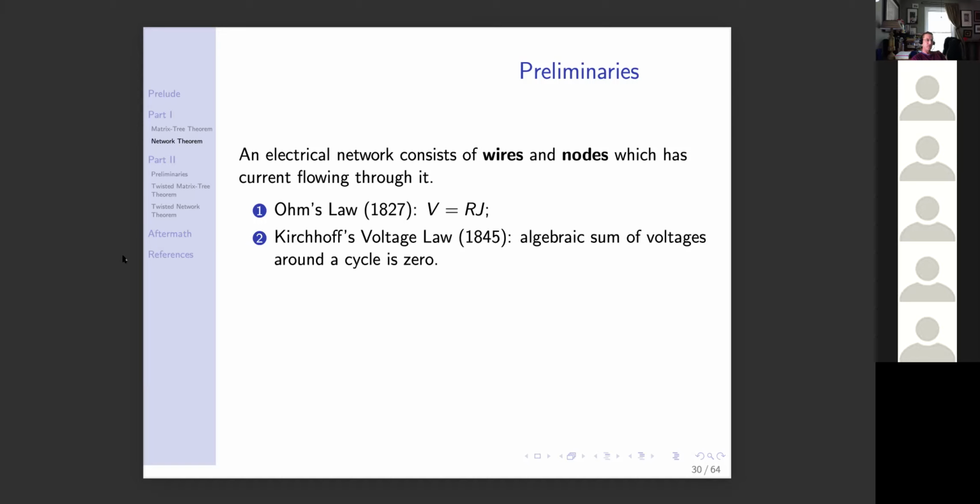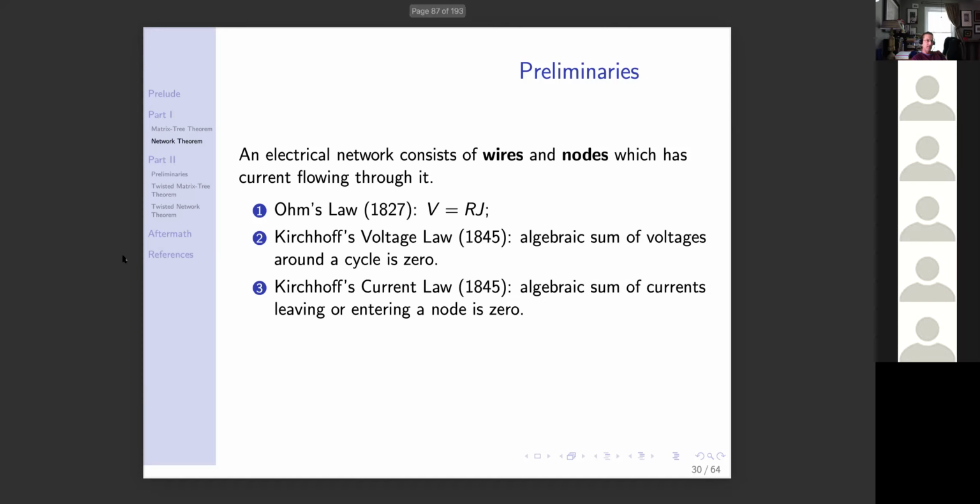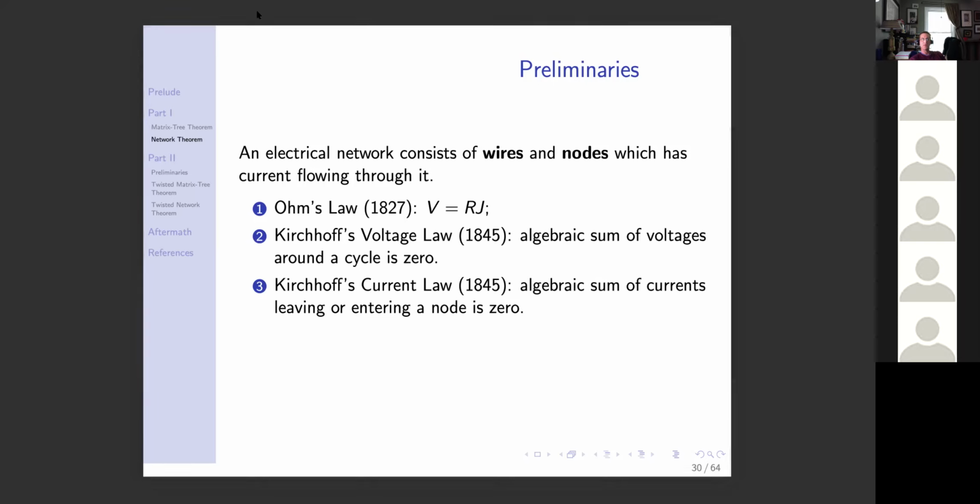Kirchhoff's voltage law, which Kirchhoff introduced in his 1845 paper, is that the algebraic sum of voltages around a cycle in the circuit is zero. You go around a cycle in the circuit. That means you move in a path that returns to itself in the circuit. The algebraic sum of the voltages is zero. And I'll depict that on the next slide. And then there's the current law in the same paper, which is that the algebraic sum of currents leaving or entering a node is zero.